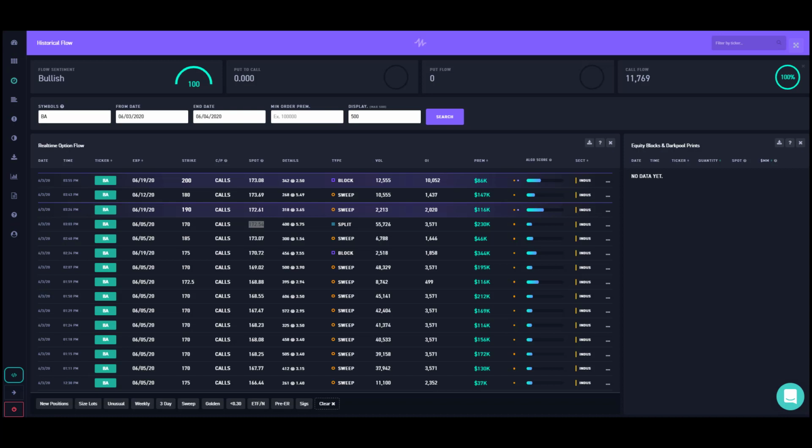So what is FlowAlgo? What FlowAlgo does is it tracks the large sweep orders in the market and displays them to you in a nice format. So what a sweep order is: if someone with a lot of money wants to make a large bet on an option, he's not going to place a limit order on a single exchange to a single broker, because that's going to show it to everyone that he's placing this order.